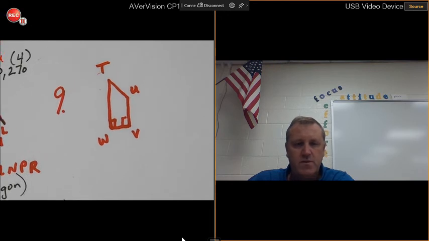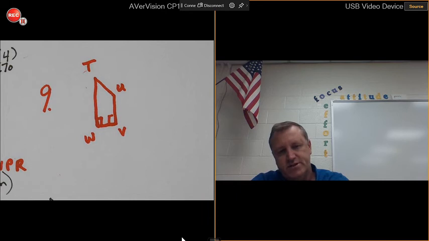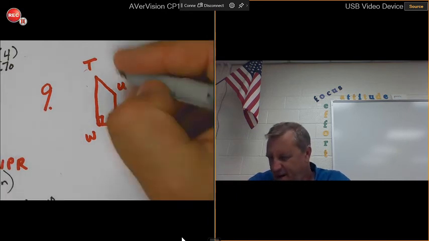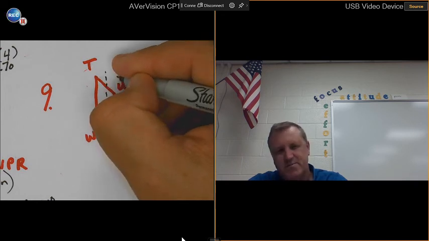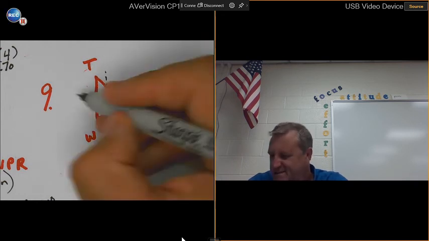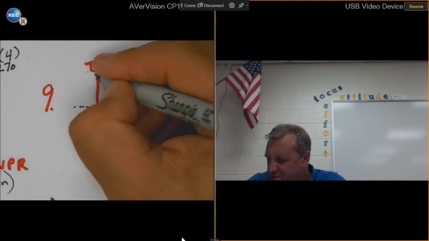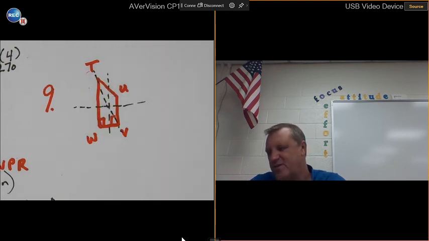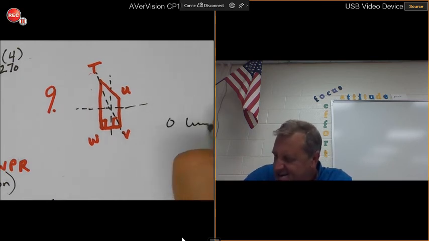All right, let's go to the last one, number 9. All right, so let's see. Any lines of symmetry? How about, does this look like? No, because that point would match up there somewhere. No. How about here? No. How about from opposite corner to opposite corner? I don't think there's any lines. 0 lines of symmetry.